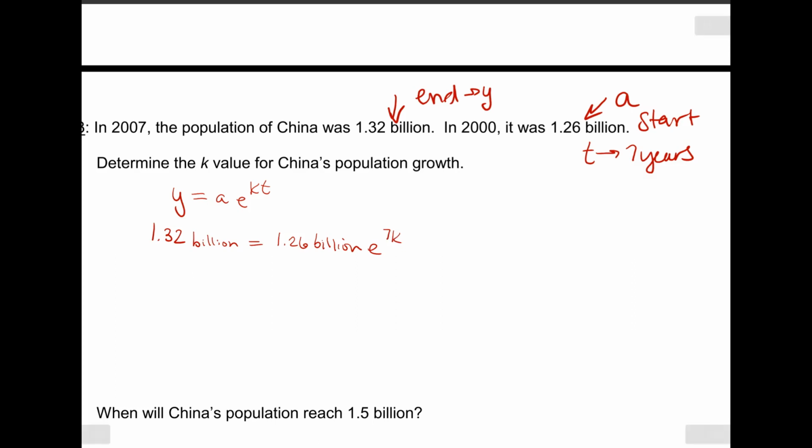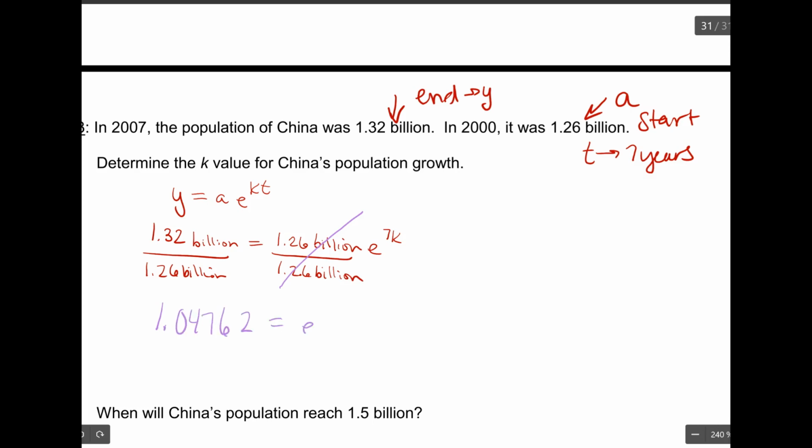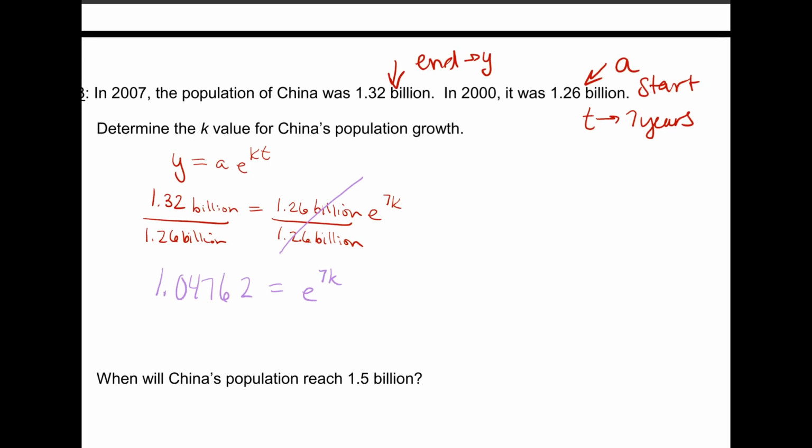If I divide both sides by 1.26 billion, you see the billions cancel out. Why am I dividing by 1.26? Because that's how much I started with, and right now 1.26 billion is being multiplied by the e. Okay, 1.32 divided by 1.26, what do you get? 1.04762 equals e to the 7k. I'm really trying to solve for this k value, so I'll take the natural log, ln, of both sides.